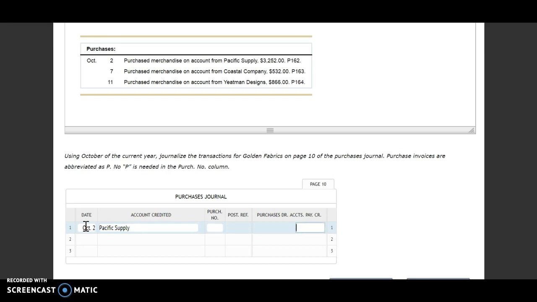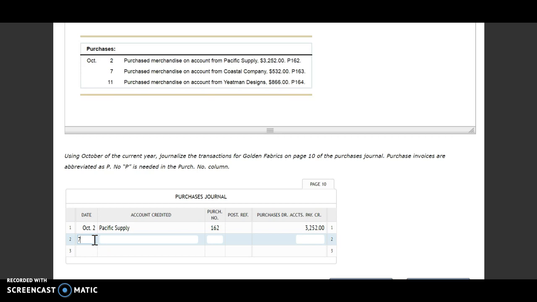My debit and credit is simply one thing, so $3,252. That then says that I'm going to debit purchases and I'm going to credit accounts payable, specifically Pacific Supply. Last step then is my purchase invoice of 162.